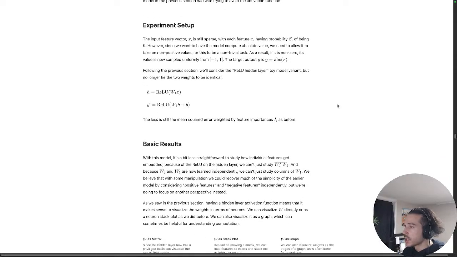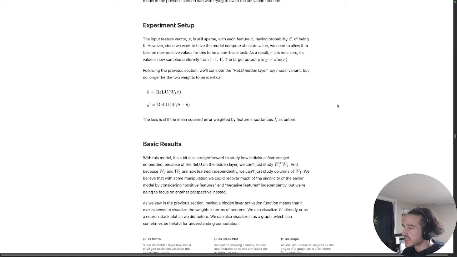Experiment setup. The input feature vector x is still sparse, with each feature x sub i having probability s sub i of being 0. However, since we want to have the model compute absolute value, we need to allow it to take on non-positive values for this to be a non-trivial task. As a result, if it is non-zero, its value is now sampled uniformly from -1 to 1. The target output y is y equals absolute of x.